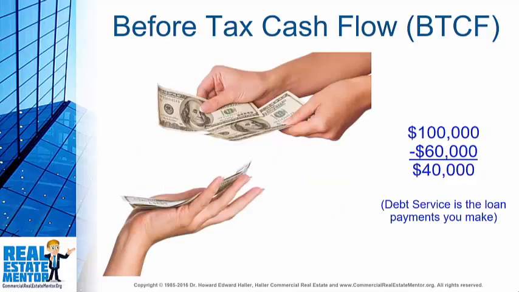Before tax cash flow, in the example we had just a minute ago, we had $100,000 of income minus $60,000 of debt service equal $40,000 in terms of the before tax cash flow, but after debt service. Now, it also lends itself to giving us an idea of what we're going to make on our money.